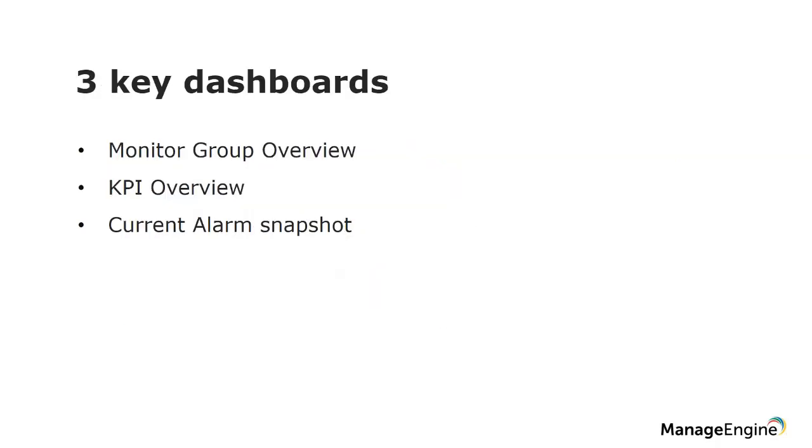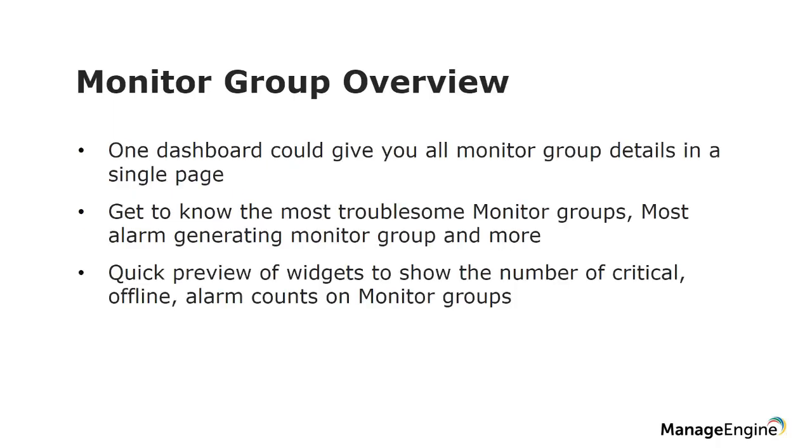So in this session, we'll look at 3 key dashboards that come out of the box with the analytics part. The first one would be monitoring group overview, the second the KPI overview, and then the current alarm snapshot. I believe those are the predominantly used dashboards within the analytics part.